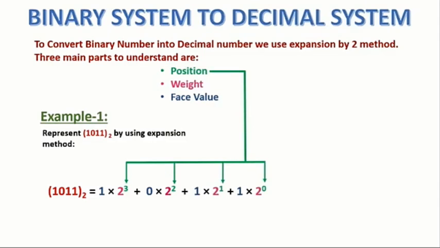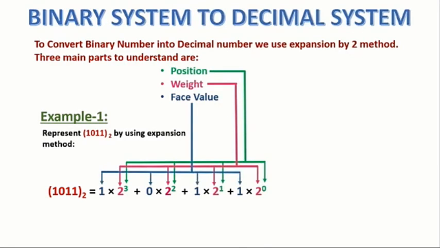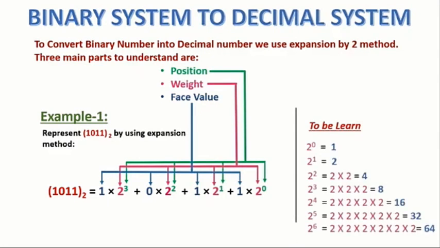First you will find 2 raised to the power 0. I will write everything here so that you can understand better. 2 raised to the power 0 is 1, and you will multiply 1 by 1. After this you will find 2 raised to the power 1. After this you will find 2 raised to the power 2. So you will multiply the powers with the actual values, and after this you will add, and after this you will find the result.